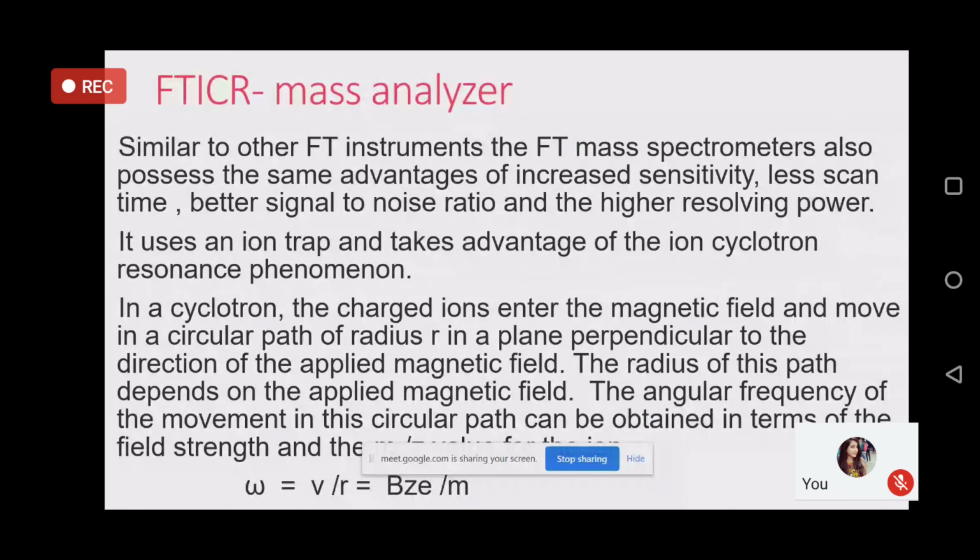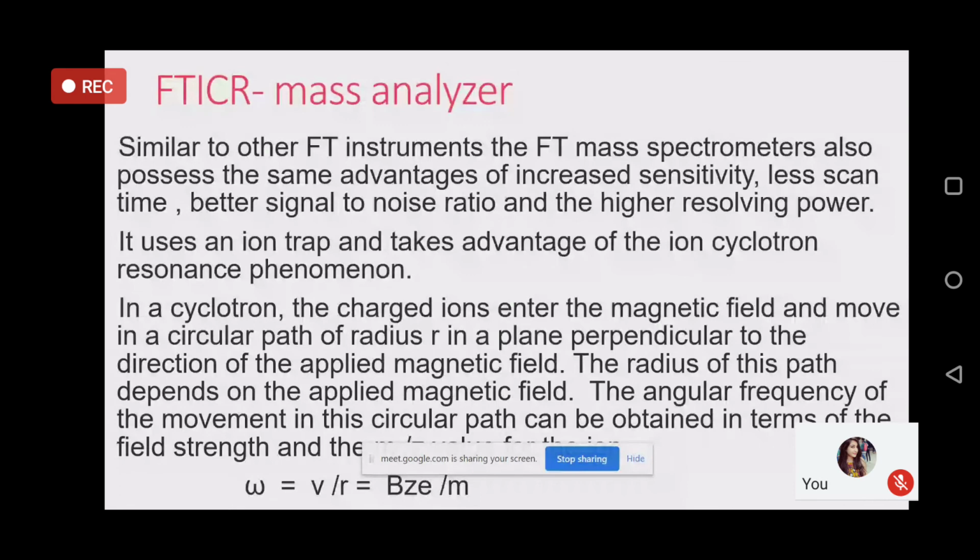In a cyclotron, the charged ions enter the magnetic field and move in a circular path of radius r in a plane perpendicular to the direction of the applied magnetic field. The radius of this path depends on the applied magnetic field. The angular frequency of movement in this circular path can be obtained in terms of the field strength and the charge and the m value. That expression is there, the frequency, angular velocity of motion for the semicircular path of the ions, and it is BZe upon m.